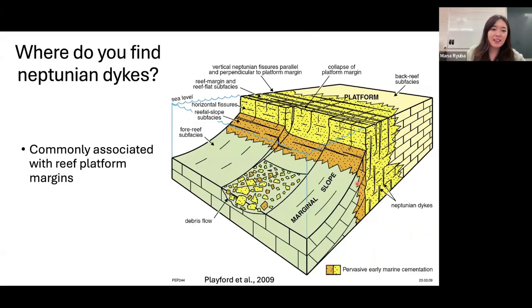Neptunian dikes are commonly associated with reef platform margins. They form at the edge of a reef where you might have fractures forming, maybe from some kind of gravity-driven instability. And these fractures are then pumped with the seawater, and from that seawater we have those marine cements precipitating. And related to these kind of marginal slopes, you usually have these debris flows as well. So this seems like a sensible origin for these Neptunian dykes and breccias.